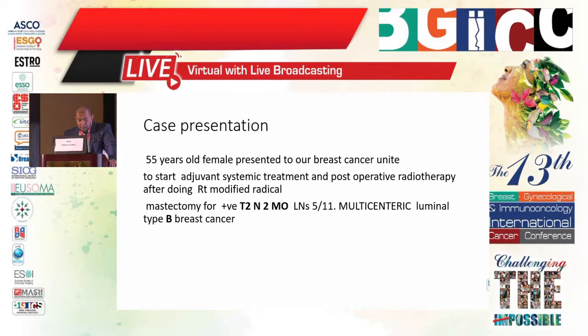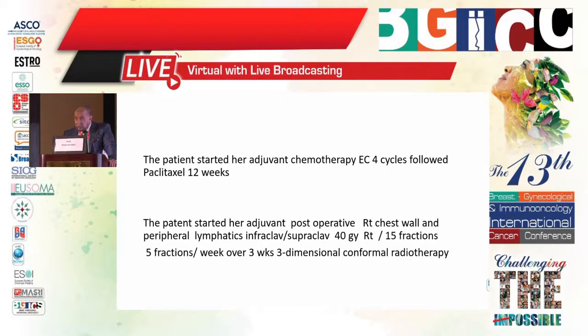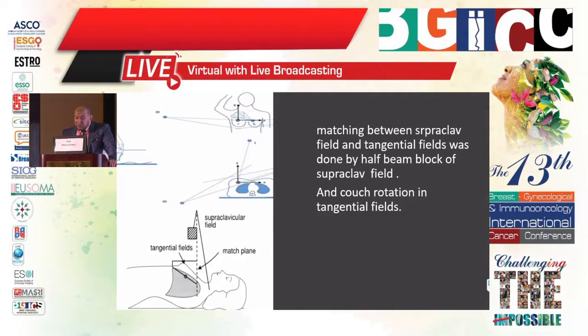She had a lumpectomy, and she started adjuvant chemotherapy, 5-AC, followed by 12-week Taxol. The patient started adjuvant post-operative radiotherapy to the chest wall and peripheral lymphatics, 40 gray over 15 fractions by three-dimensional conformal radiotherapy. The matching between the supraclav and tangential fields was by the half-beam block technique, and the tangents were matched with couch rotations.